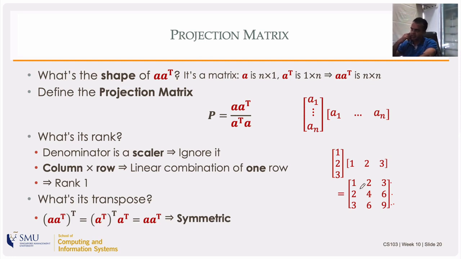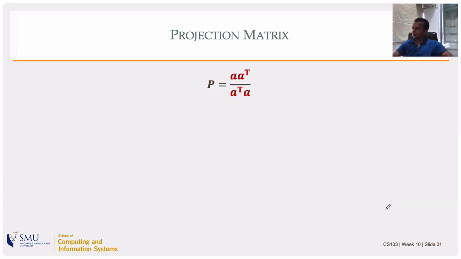Also, if I transpose the whole thing, I get A transpose. It's symmetric. You can actually see it here. So 2 and 2 here, 3 and 3 here, 6 and 6. So it's symmetric. It has to be. So some properties of the projection matrix: symmetric and rank 1.